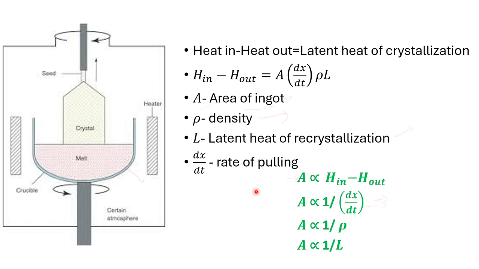So if we consider the diameter of the wafer, we'll have to look into the area term, right? So that is proportional to the heat in minus heat out, so how much heat we are giving, and it is also inversely proportional to the rate of pulling. So if we pull faster, then we will get a smaller diameter. Like if you are pulling something in a circular fashion, if you are pulling faster, then it becomes thinner, right? And it is also inversely proportional to the density and also to the latent heat of recrystallization.